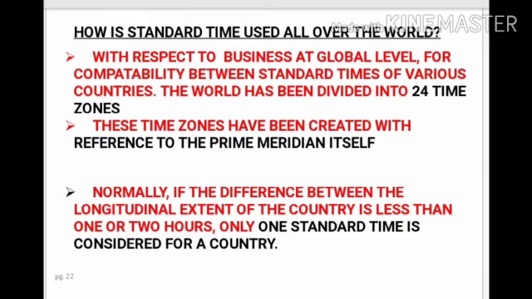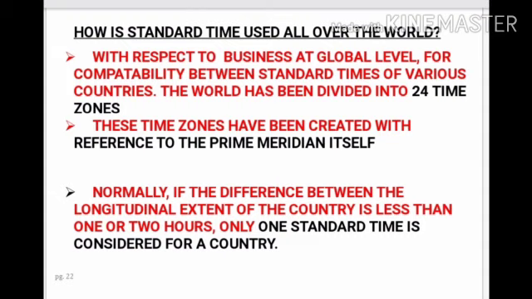We have seen local time, then standard time of a country. How do we come to know the standard time of a country? The time which is followed by the center of the country is used for the whole country. And now, how is standard time used all over the world?